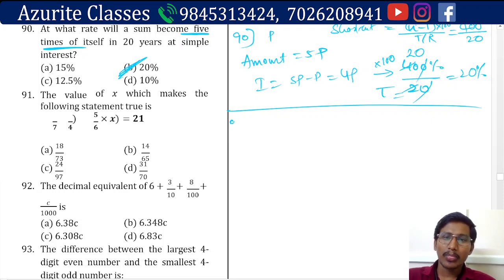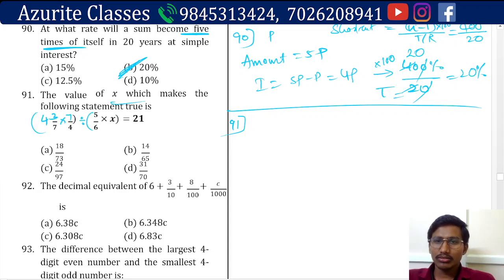Question 91: find the value of x to make the statement true. Let us solve the question now. What is it? That is 4 and 3 by 7 into 7 by 4. I will change it. 4 and 3 by 7 means 7 4s are 28, 28 plus 3, 31 by 7, into 7 by 4.